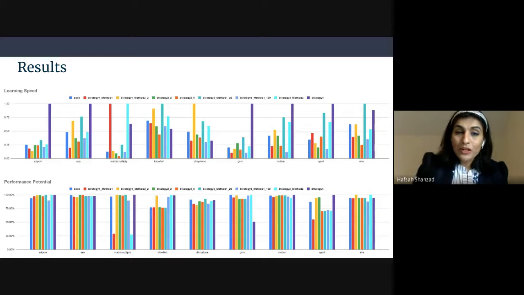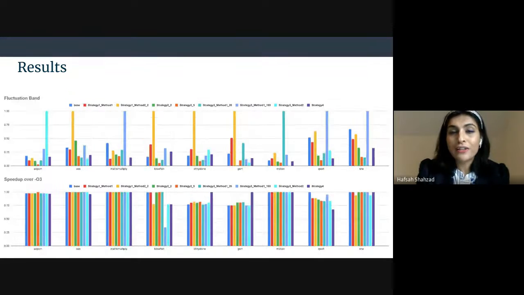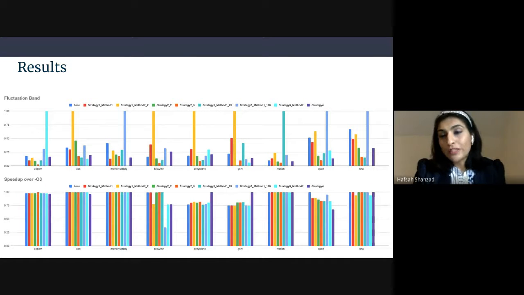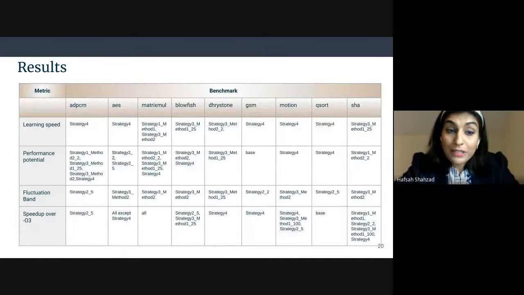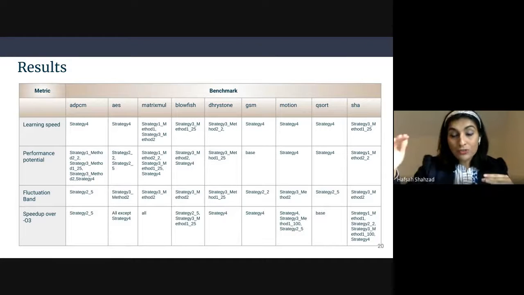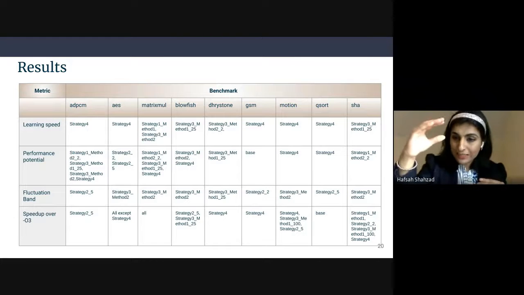Okay, so we did exhaustive testing on all the state-of-the-art benchmarks that were there, and on all these learning metrics. And we were able to achieve results which give us better performance in each of those metrics, in each of our benchmarks, over the base, where base is the state of the art.